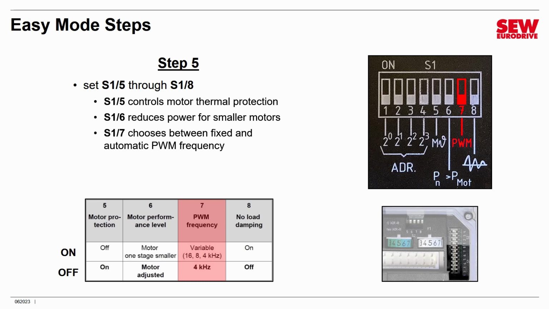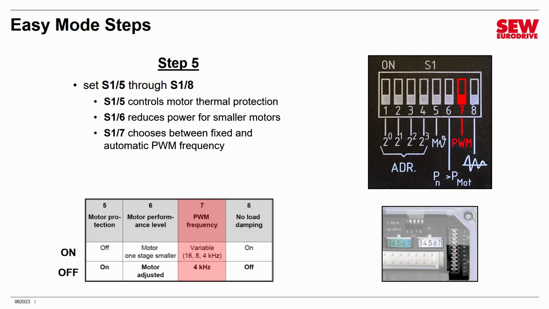Switch 7 chooses the pulse width modulation frequency. Remember, the PWM is the way the MOVIMOT generates that synthetic AC that controls the motor. Well, it can turn those IGBTs inside the MOVIMOT on and off at different speeds. Now, if it turns them on at a lower speed, maybe just a few thousand times per second, the MOVIMOT runs cooler. But the disadvantage is many people can actually hear the switching and they find it very annoying. It's kind of a high-pitched whine.